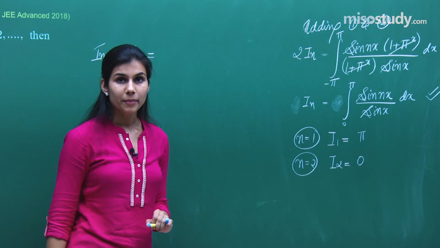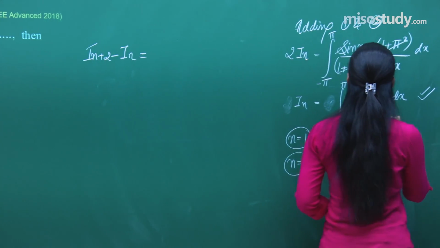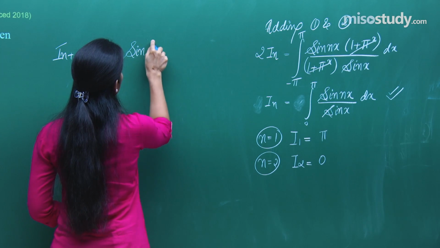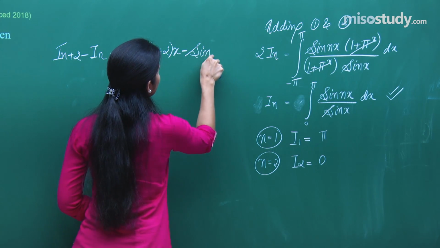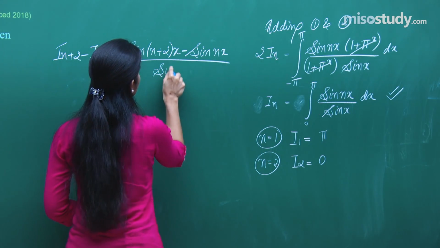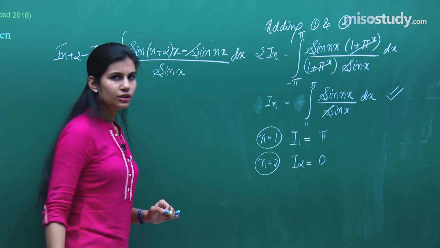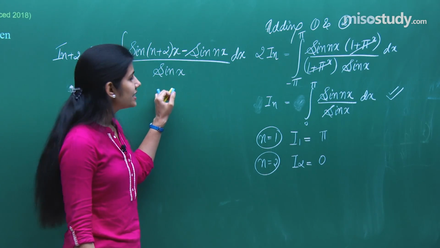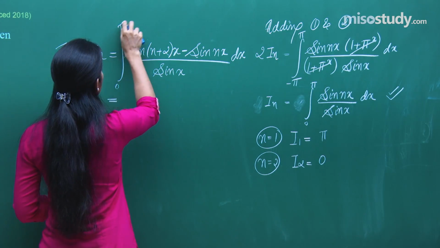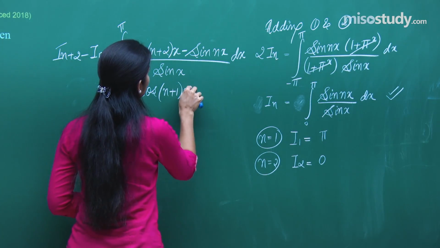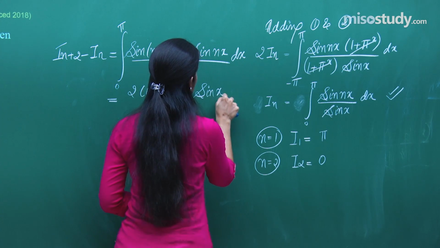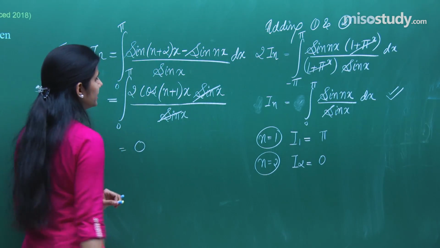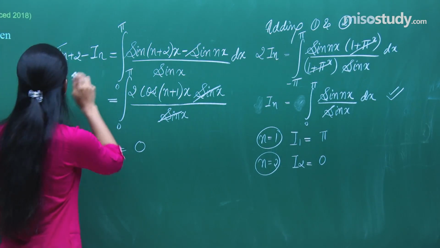if I try to see In plus 2 minus In, so what was your In? This is your In, 0 to pi sin nx upon sin x dx. So In plus 2 will be what? Sin of (n plus 2)x minus sin nx whole upon sin x. Right? Now what is sin c minus sin d? It is 2 cos of (c plus d) by 2 sin of (c minus d) by 2, which is going to give you what? This is 0 to pi. So it will be 2 cos of (c plus d) by 2 is going to give you this. Sin of (c minus d) by 2 is going to give you this, which gets cancelled. And the answer to it will be 0 when you integrate, which implies In plus 2 is equal to In.